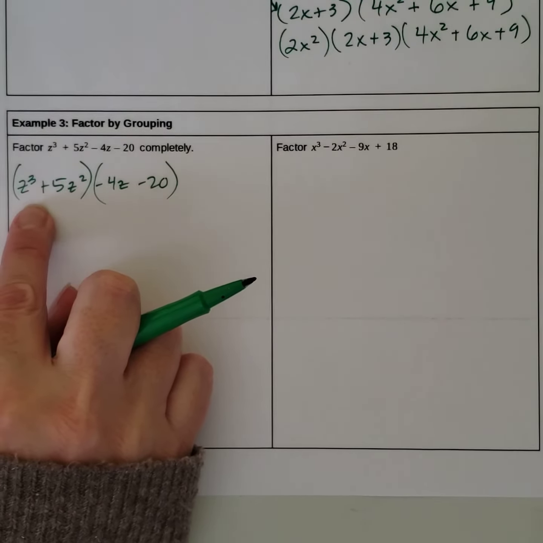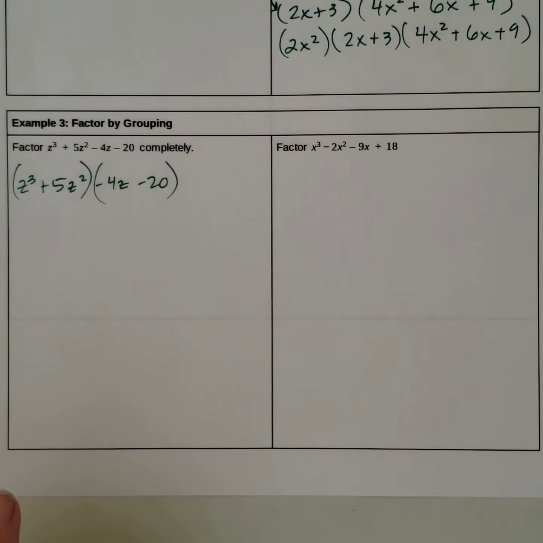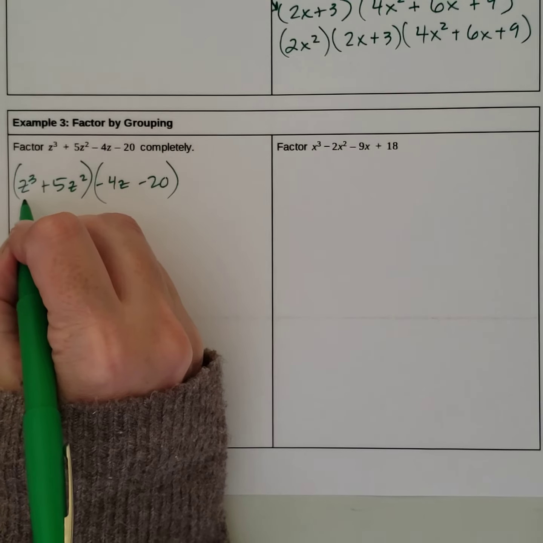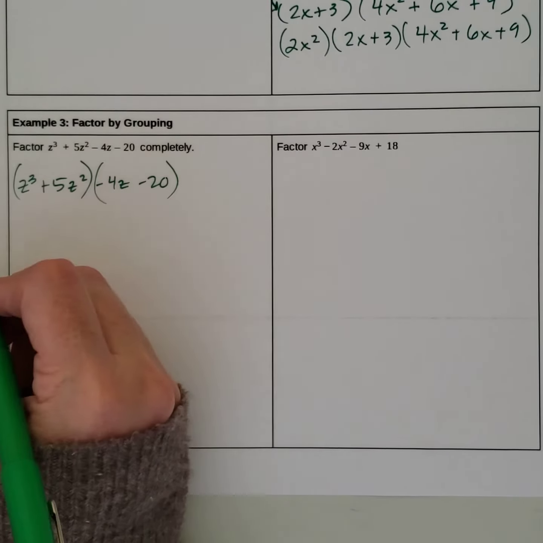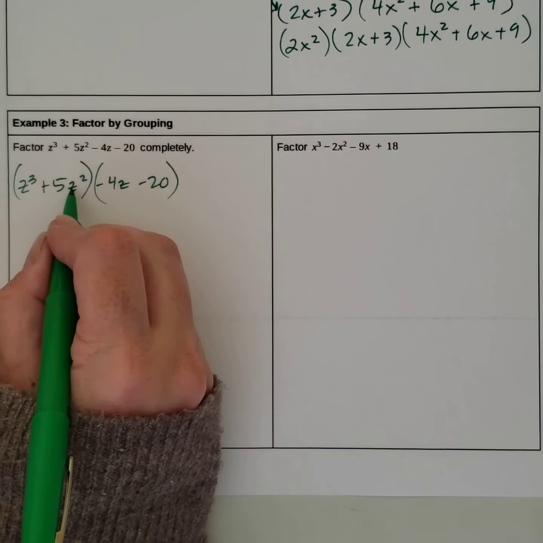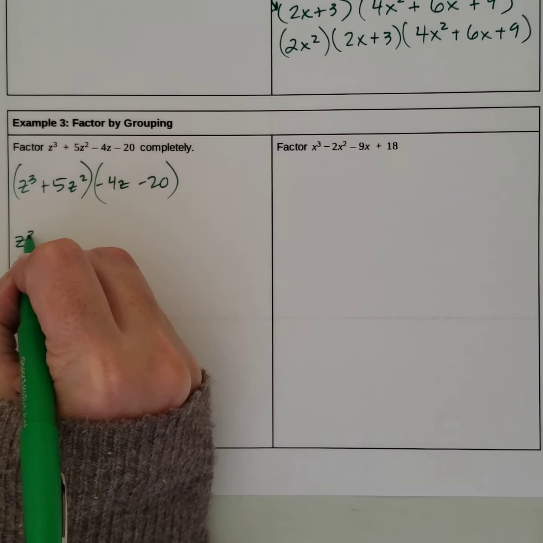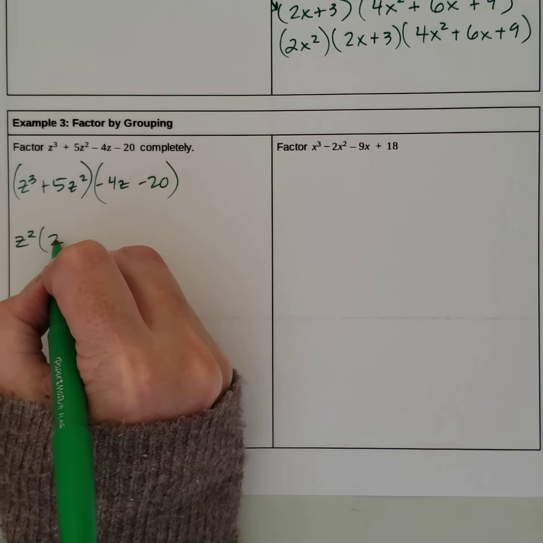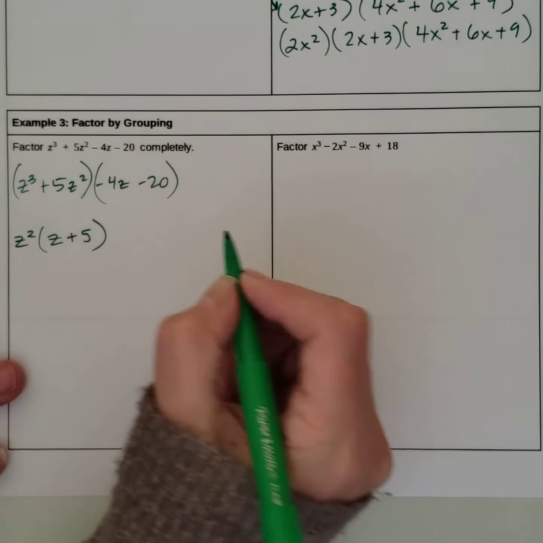So we're going to look at z cubed plus 5z squared, and we need to ask, what do they have in common? What can we factor out? So there's no number that they have in common other than 1. They do have a z squared. So pull out the z squared. We have z plus 5.